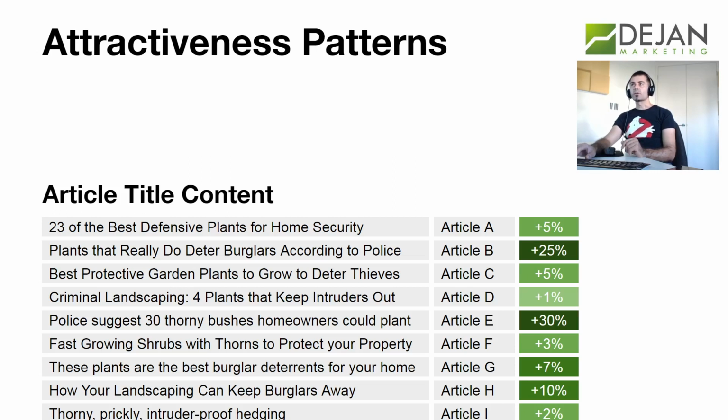Now, in this case, we've got article B and article E. Both have abnormally high click-through rate, way above what you would expect. And an interesting pattern appears. The word police is mentioned in both. I guess police gives authority to something. And those who are looking for plants to defend their household or make their fence hard to climb might actually want to know what police actually recommends, because it's potentially credible advice.